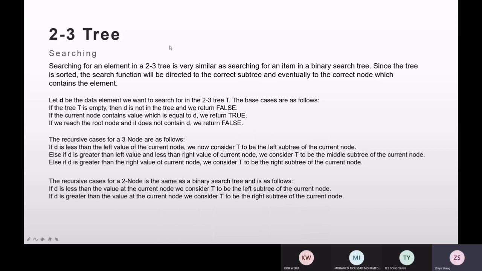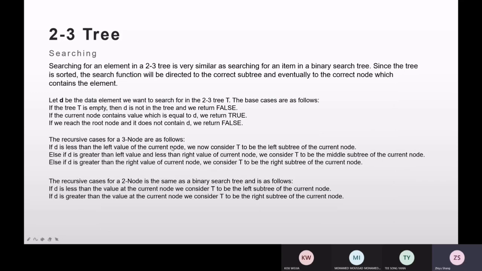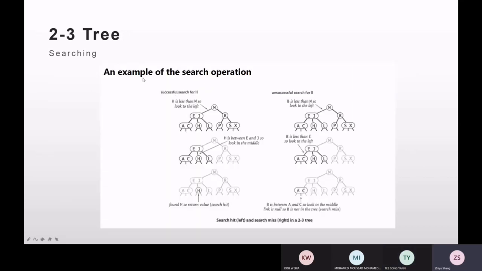Okay, about searching. Searching for an element in a 2-3 tree is very similar to searching in a binary search tree. Since the tree is sorted, the search function will be directed to the correct subtree and eventually to the correct node which contains the element. Let's see the examples first. In this 2-3 search tree, we want to search for H. Here is the example of a successful search.